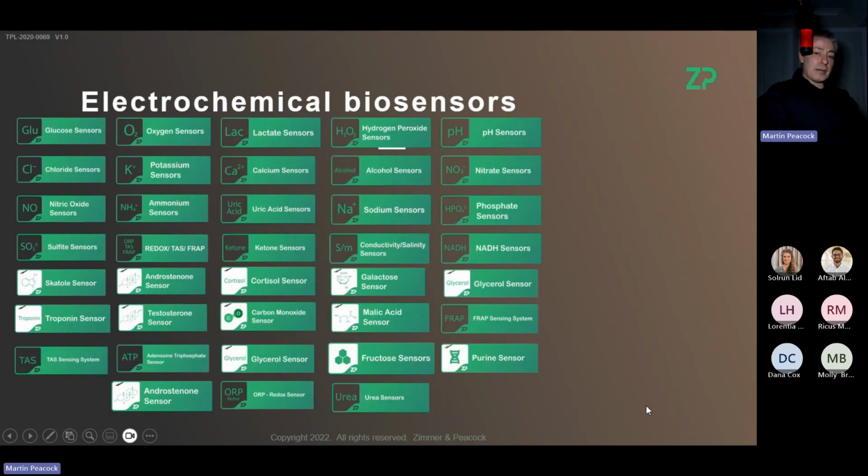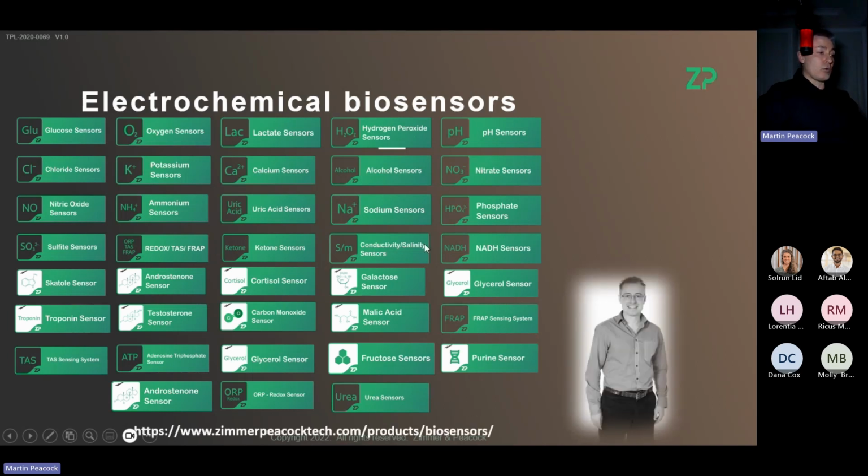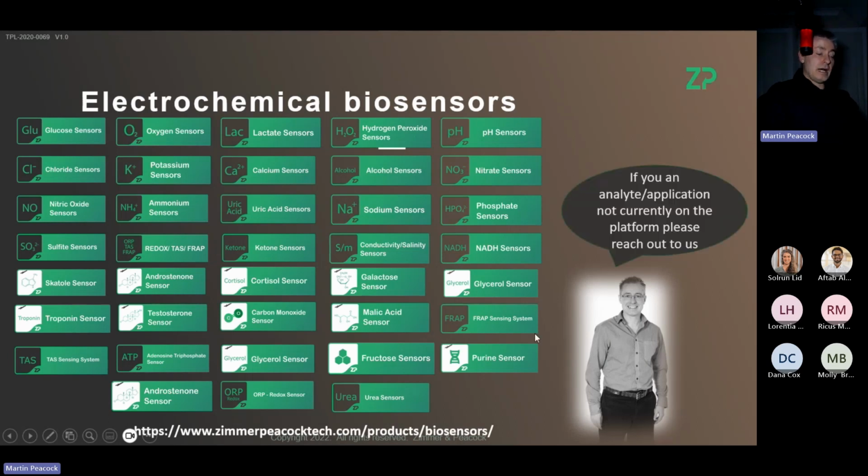At ZP, I mentioned at the beginning, we're ISO 13485, so we actually make a lot of medical sensors. So we've got things like pH and malic acid, and we'd be interested to hear what other people need, because we may already have it on the menu or in our portfolio, or we can go away and develop it. So if there's an analyte or an application that you don't hear mentioned today, and it's something you'd be interested in having added, do let us know. We'd be interested to hear that.